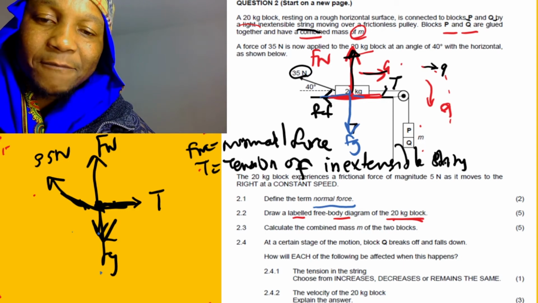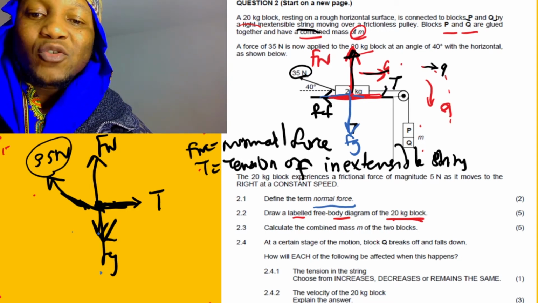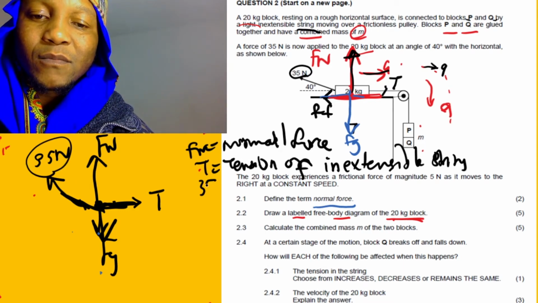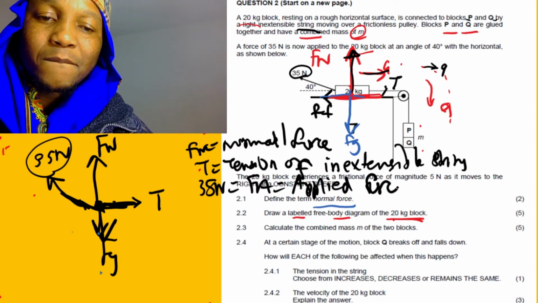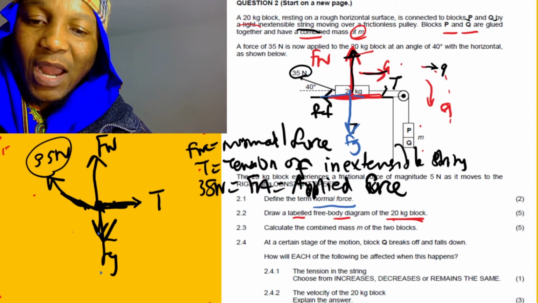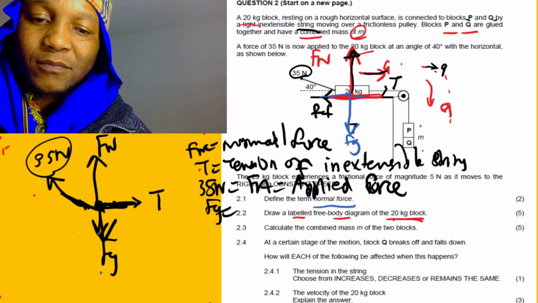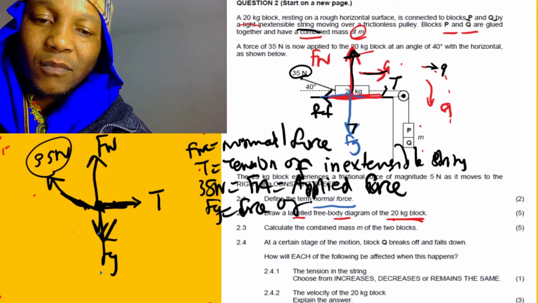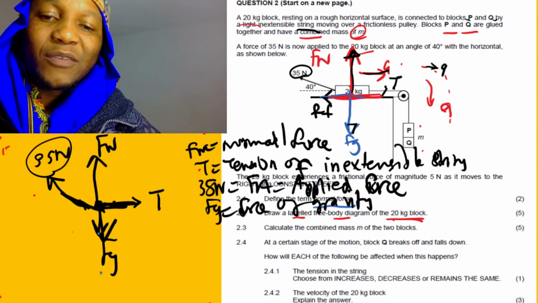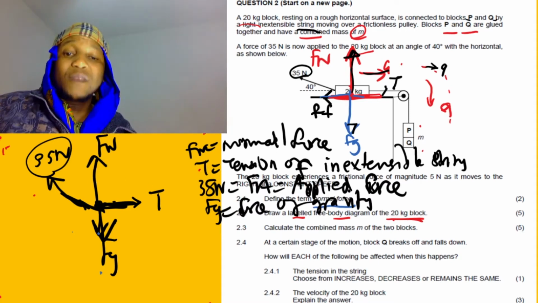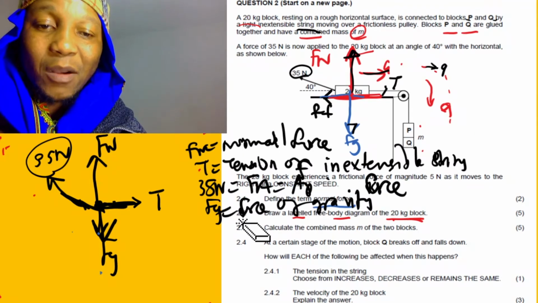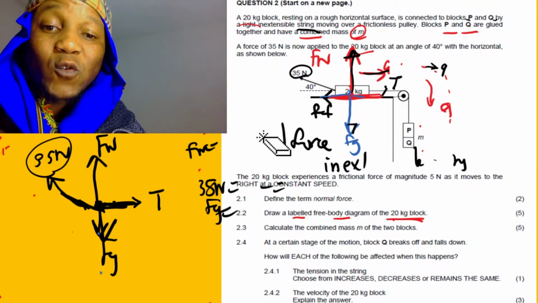Now this 35 Newton is the applied force. Now FG is the force of gravity, or gravitational force. And then I think we explained everything. So we have all the forces, and this is a free body diagram. Now let's go to the next question.